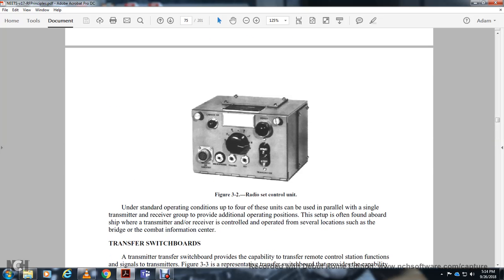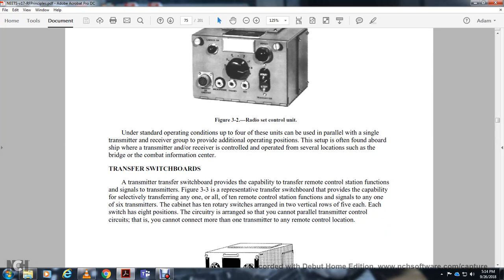Under standard operating conditions, up to 4 of these units can be connected in parallel to signal the transmitter and receiver group, providing additional operating positions, often found on board ships, with the transmitter and receiver controls operating at several locations such as the bridge or combat information center.